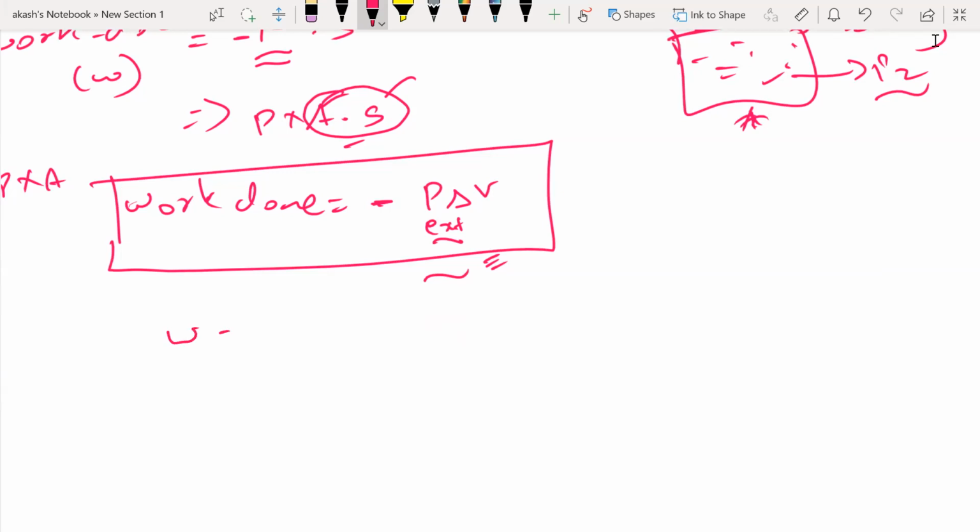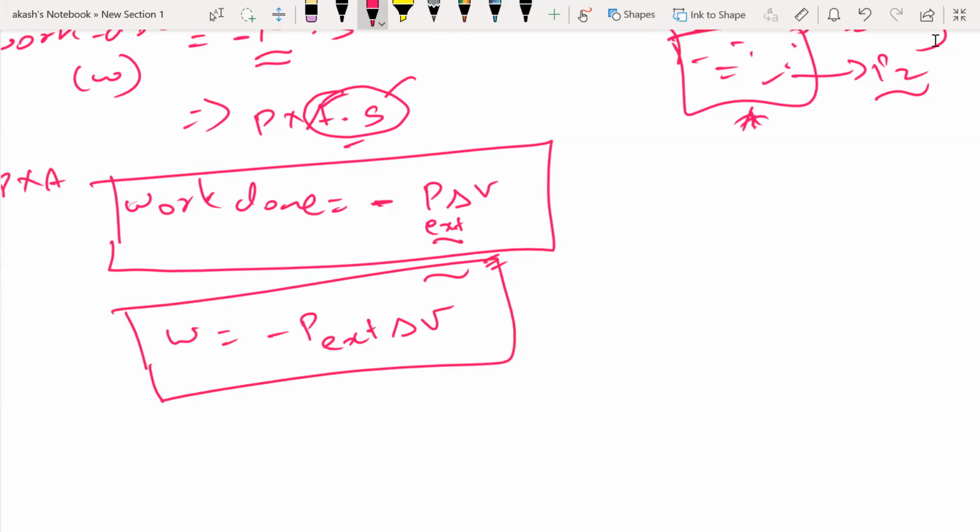So again, I write the equation for you. W is equal to minus P external into change in volume. That's it. Now people, one very important point. W will be generally in terms of joules. Now we write pressure in terms of ATM most of the time and volume in terms of liters, isn't it?